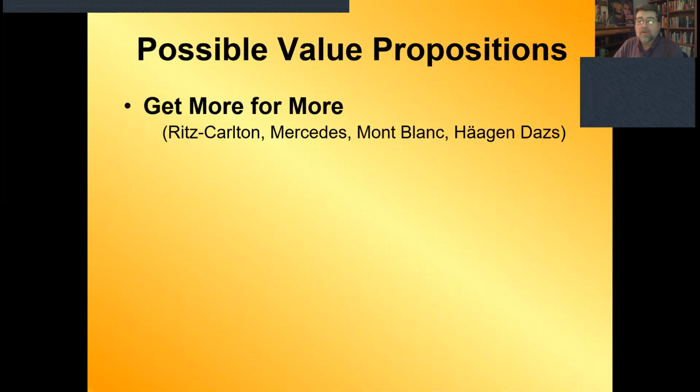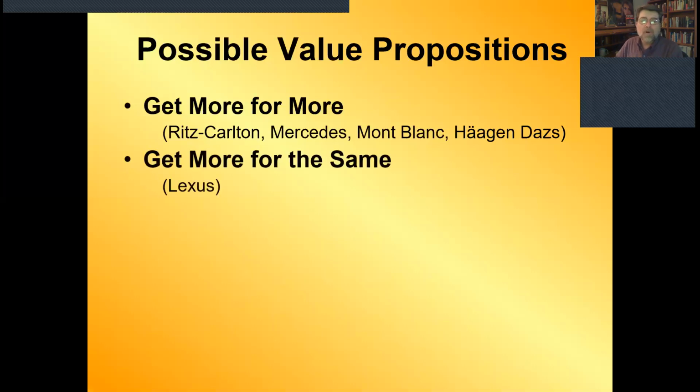Again, more for more. Haagen-Dazs is a more expensive ice cream, but it is a creamier, richer ice cream. Never turned down Haagen-Dazs. So these are high-end, more-for-more value proposition products. Get more for the same compared to Mercedes: you would be getting Mercedes quality, but not at quite the price. And you can probably find some more in that category.